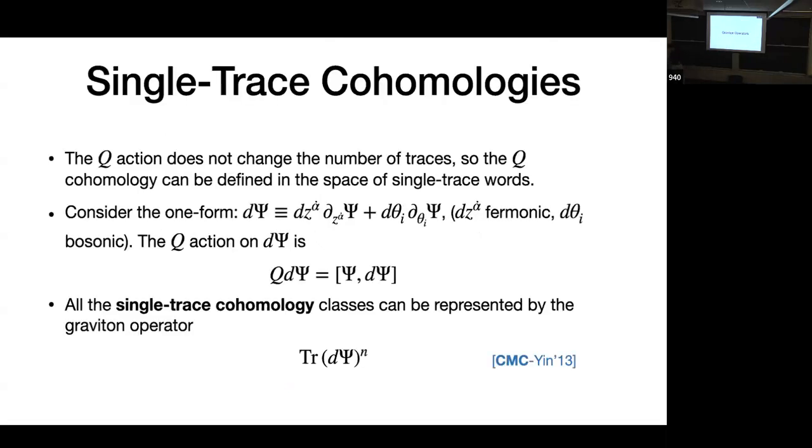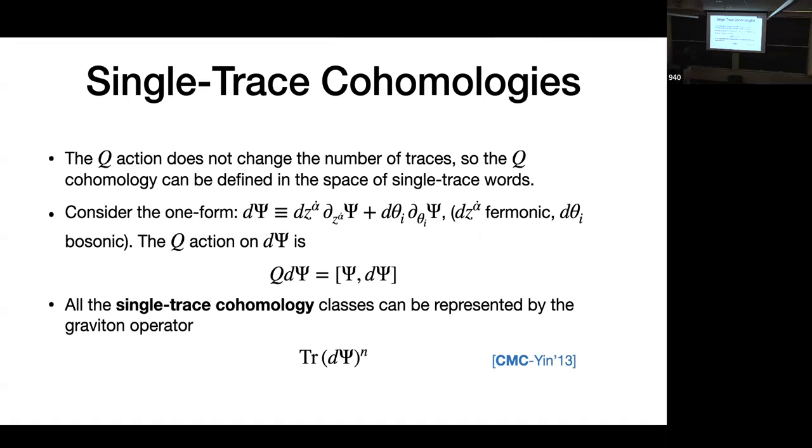First, let me tell you about a particular class of Q cohomology that can be exactly solved. We can notice that the Q action does not change the number of traces. So we can talk about the Q cohomology in the space of single trace words. In this case, all the representatives of the Q cohomology have been solved.